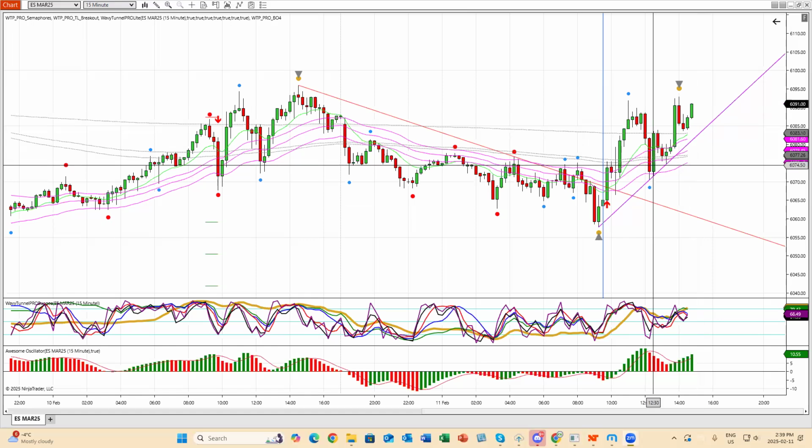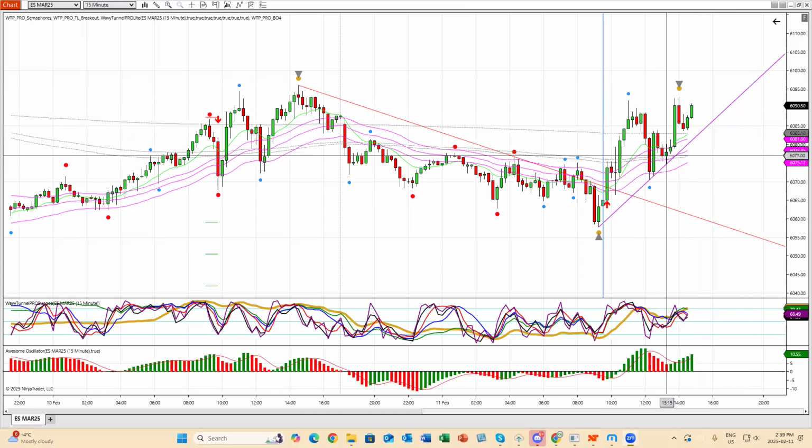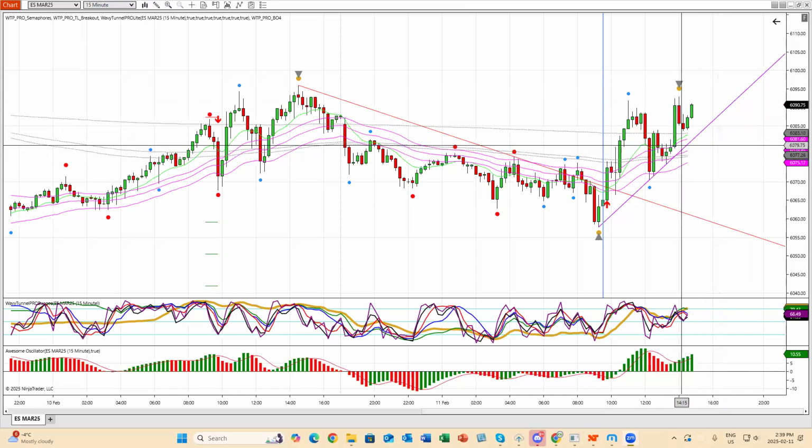Again, we've got to follow this market and see on the bigger time frame if we break above those strong resistance levels, so that we can continue to trade higher.